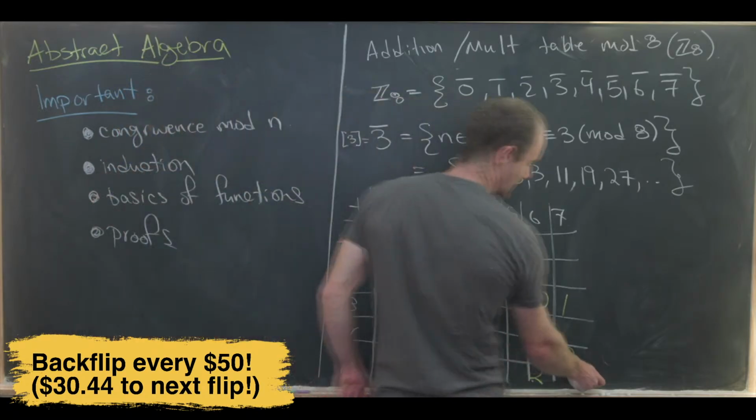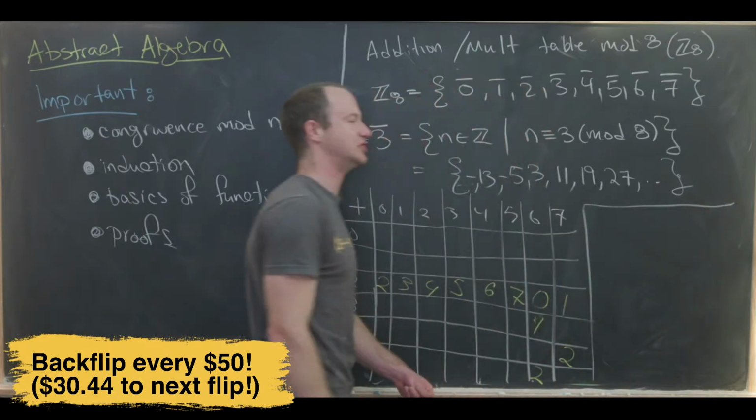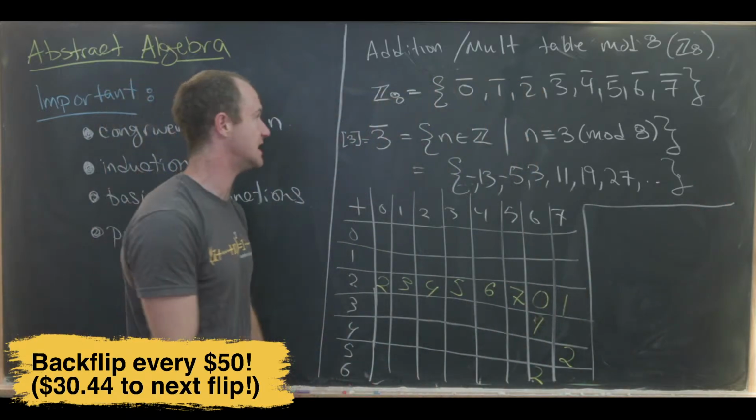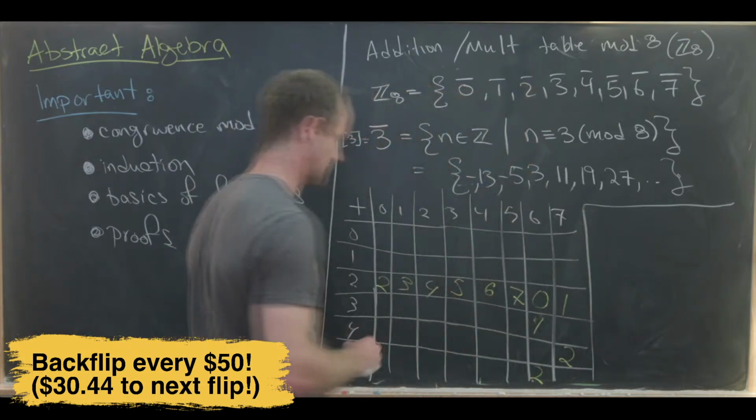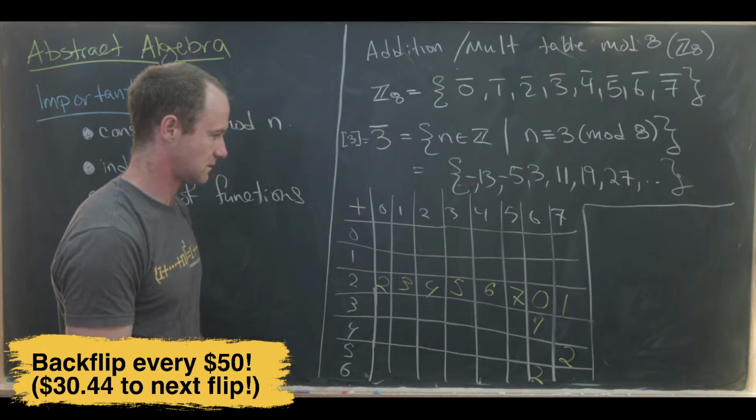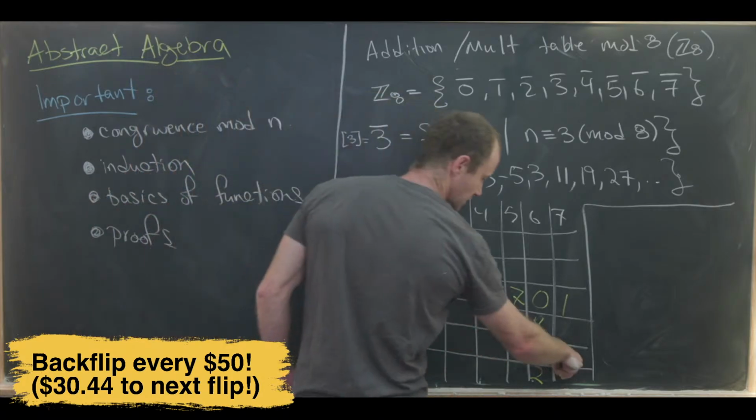Okay, so let's maybe not make a full multiplication table. Let's just do some examples of multiplication in Z8. Oh, 6 plus 5 should be 3, because 11 is 3 more than 8. Oh, yeah.